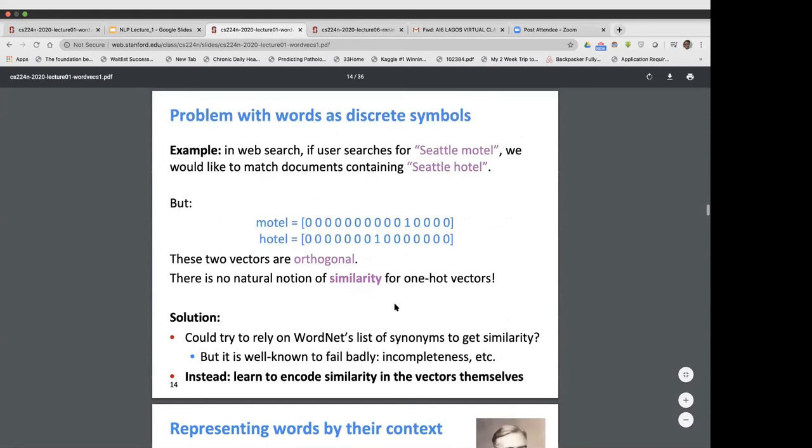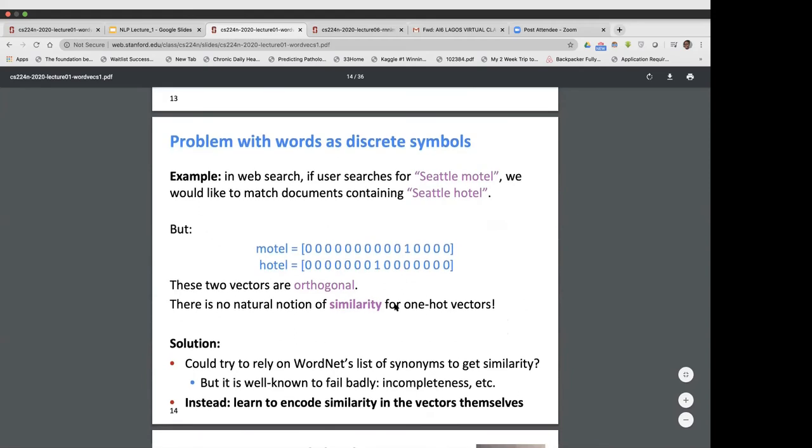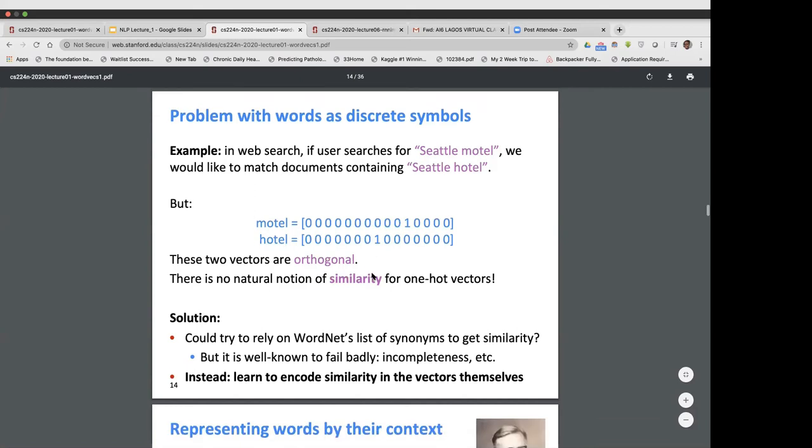The problem with one-hot vectors, though in fact people do use them, even at work currently I use one-hot vectors, is that you can't measure similarity between words. If I have two vectors, motel and hotel, how do I even measure similarity between them? The data is very sparse. Do you understand?